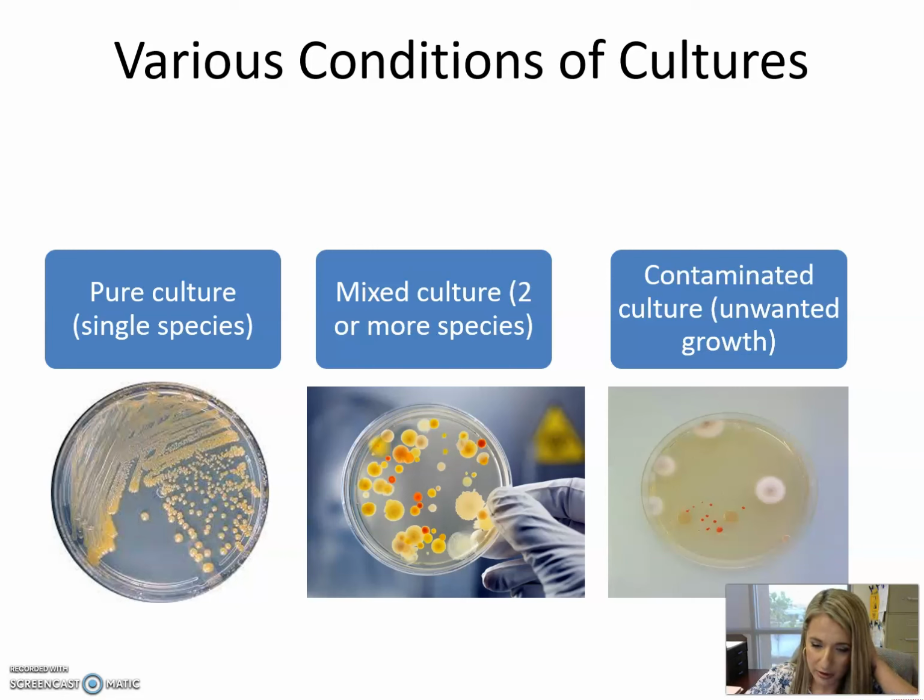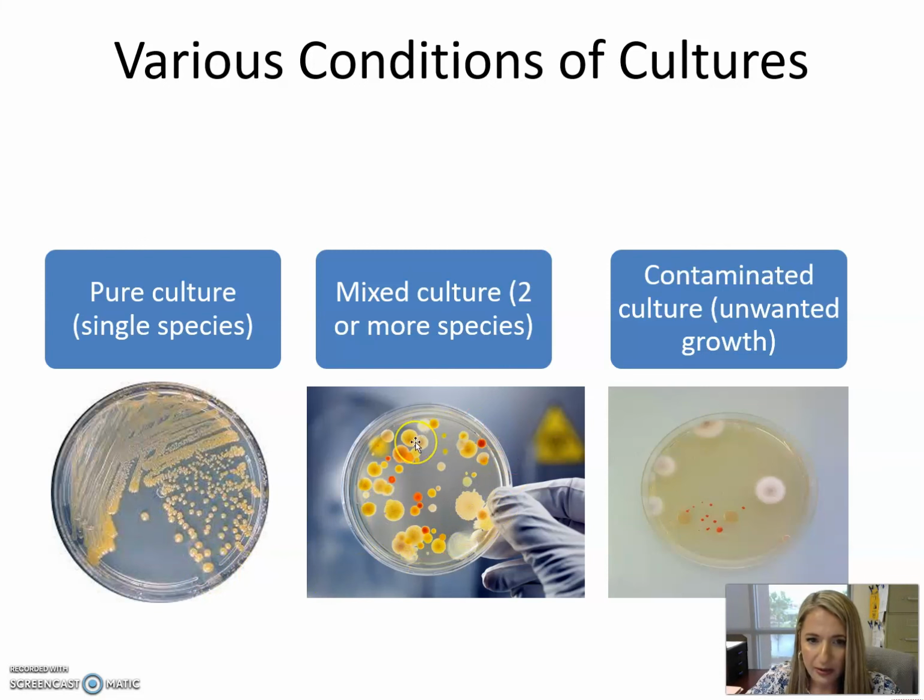So a pure culture is going to contain only one species of bacteria. So if we look at this plate here, we can see that the growth is consistently the same color. These colonies all look the same, which is a good indication that this is a pure culture and only contains one single species of bacteria.